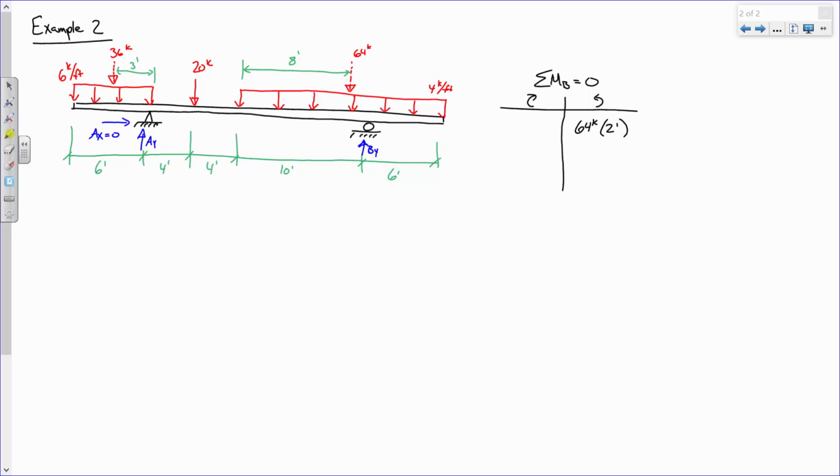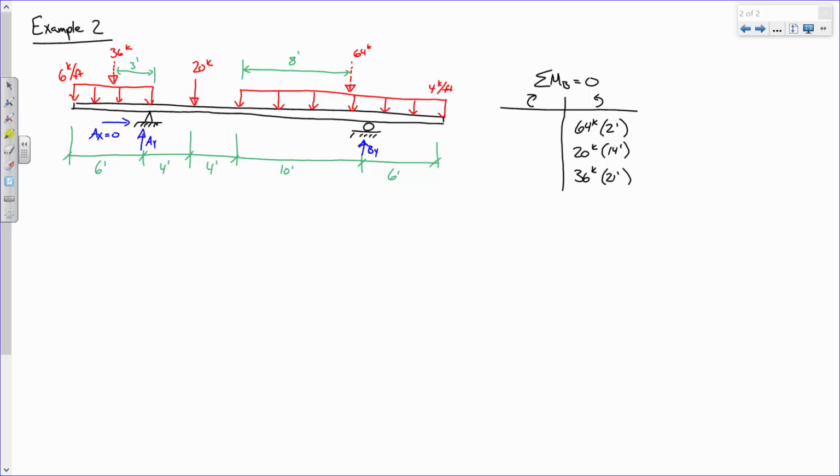2 feet. All right. What about the 20 kips? Do I need to account for that? All right. Left or right? And what's the moment arm? 14 feet. Okay, the 36 kips, that's also going to go on this side. And what's the moment arm? How far is it from B? So 10, 14, 18, 21, right?